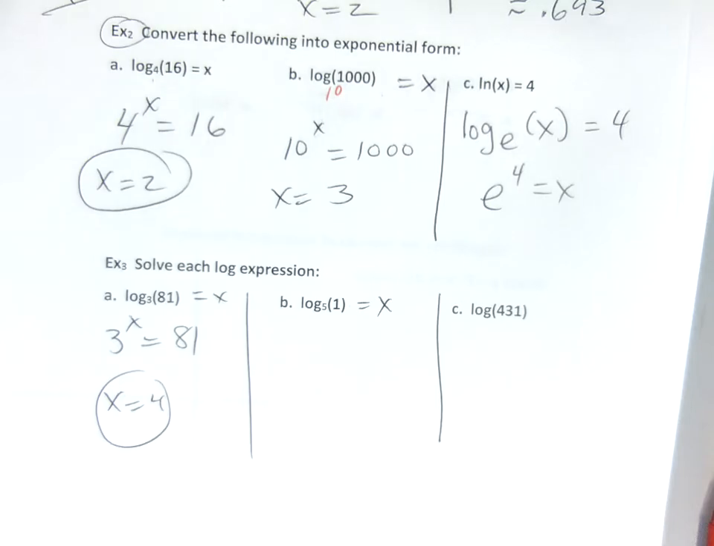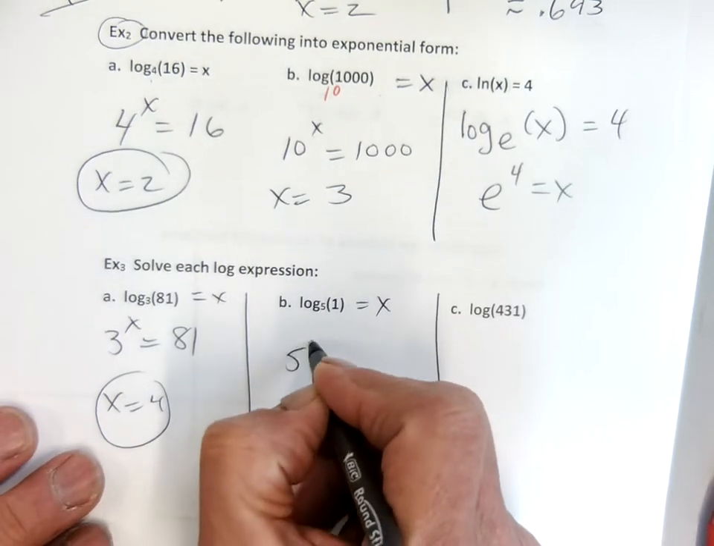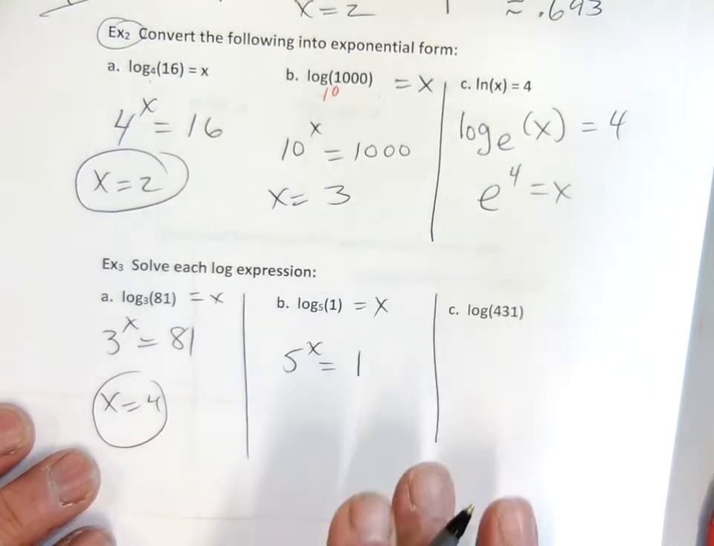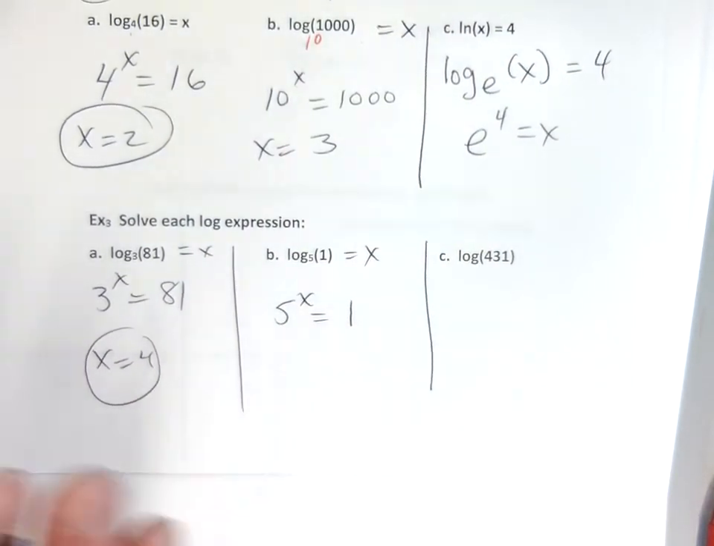5 to the x. Good job, Braden. 5 to the x equals 1. Okay, now this is kind of a trick question. X has an answer. Anybody know? What's the value of x? Nice job.